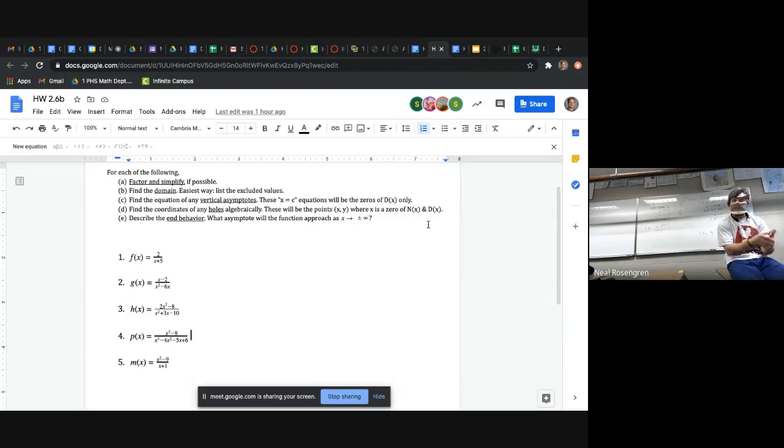These x equals some constant equations will be the zeros of d of x only. Find the coordinates of any holes algebraically. These will be the points x comma y, where x is a zero of both the top and the bottom. And now we've got our end behavior, and that was today.